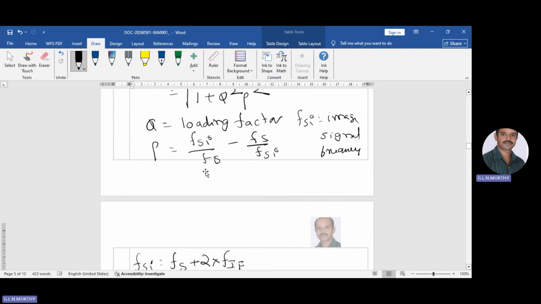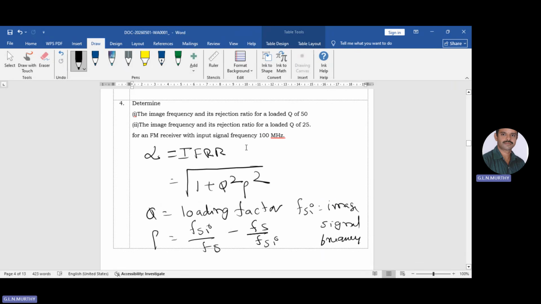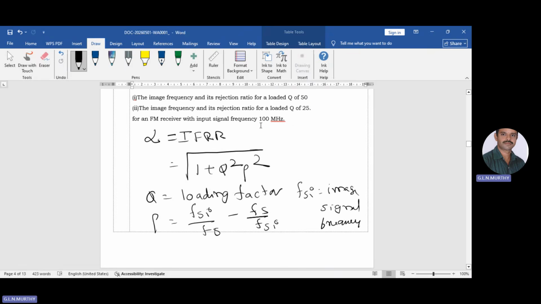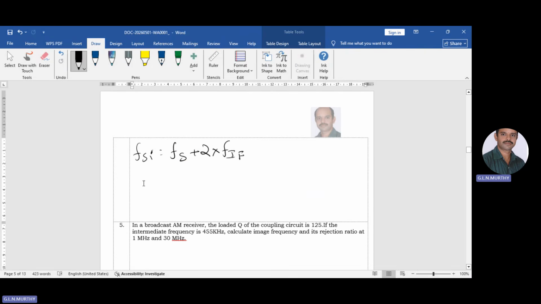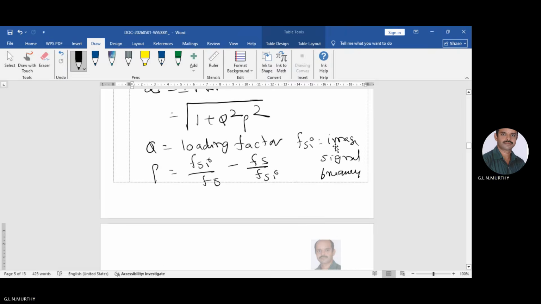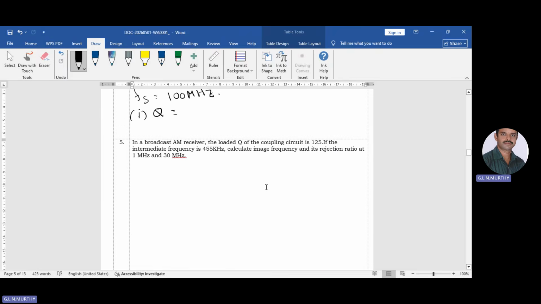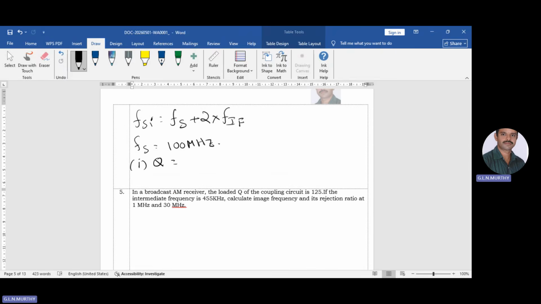Now we have to calculate this image frequency rejection ratio for two cases. The message frequency is 100 mega only. Let me write the data first. Fs value is given as 100 megahertz. Case 1, the Q value is 50. Now let us solve this and then go for case 2.